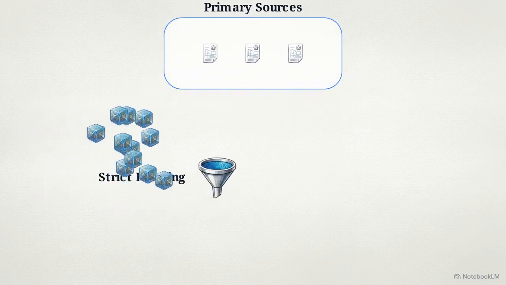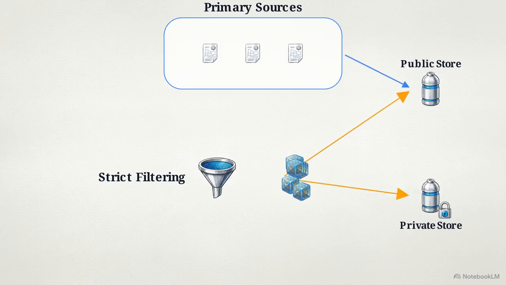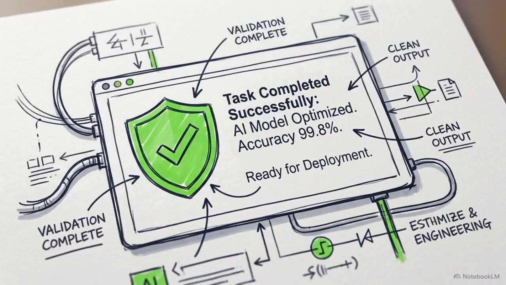For everything else, we apply strict filtering, enforcing recency thresholds and author verification. Finally, we split the surviving data into completely isolated vector stores, one public, one private. By aggressively filtering inputs and physically segregating the databases, we remove the system's ability to pull deprecated or contradictory information. The model can only surface what we have explicitly verified.